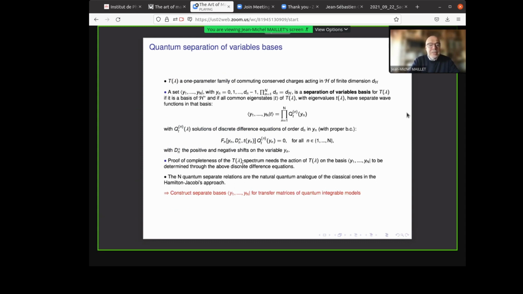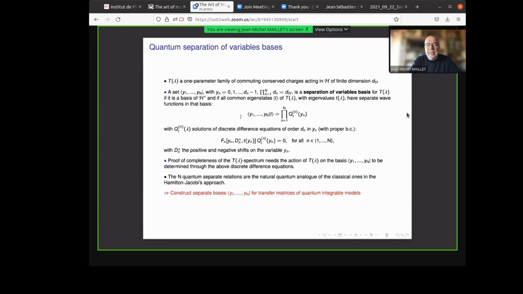Okay, so let me just remind you what we mean by separation of variables bases in the quantum setting. So let's consider you have a one parameter family, for example, the transfer matrix family T(λ) of commuting charges acting on some finite dimensional Hilbert space. And suppose you can design some basis of the dual space, parameterized by some discrete coordinates, y1, ..., yN. They are discrete because you are in finite dimensions here.